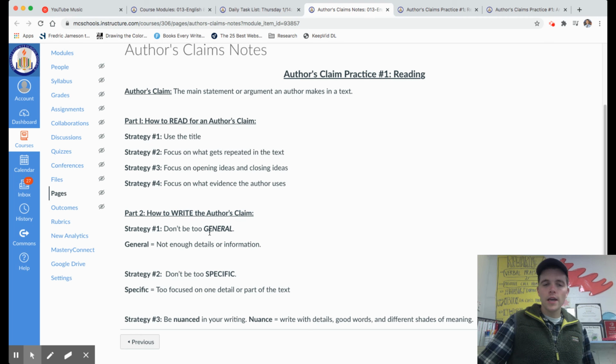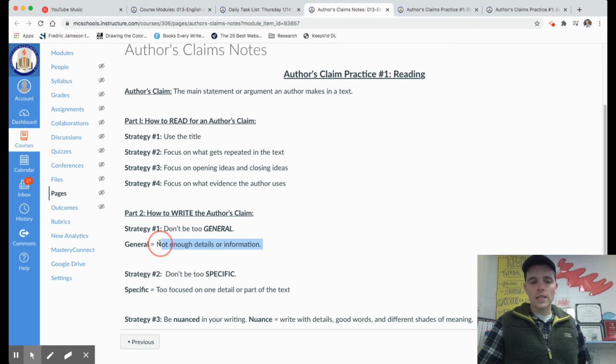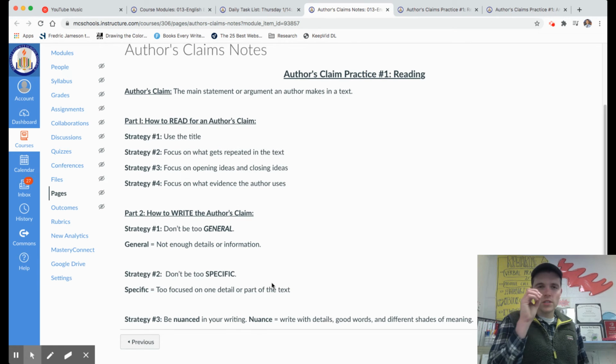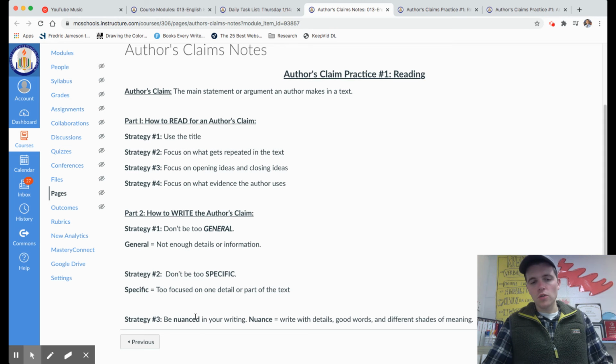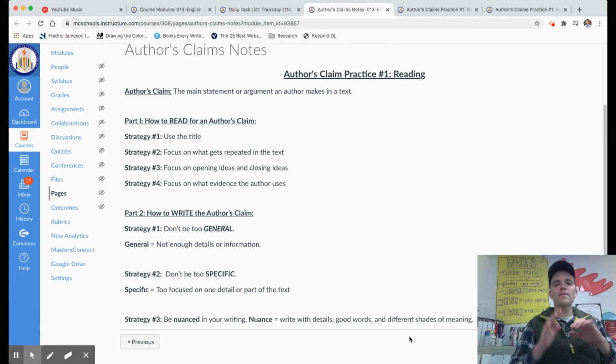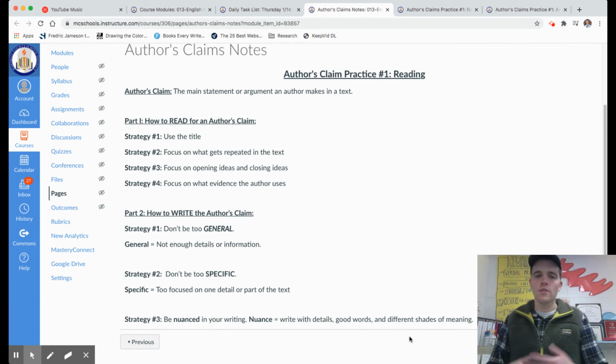So this is your strategies for when you try to answer a question, maybe writing a sentence explaining what claim an author made. So three strategies I have for you in that realm are: don't be too general, meaning don't leave out information or details. Also, don't be too specific, meaning don't just focus on one piece of the text or one detail. Try to cover the whole text somehow without being too long. And then lastly, work towards nuance. What the word nuance means is to be able to write with details, good choice of words, and writing statements that have different shades of meaning that are deep and sort of realistic. So these notes you can peruse yourself and read over, and you can use them as you work today.